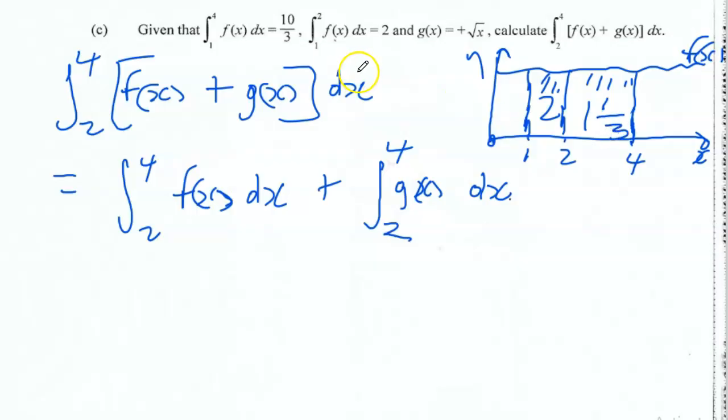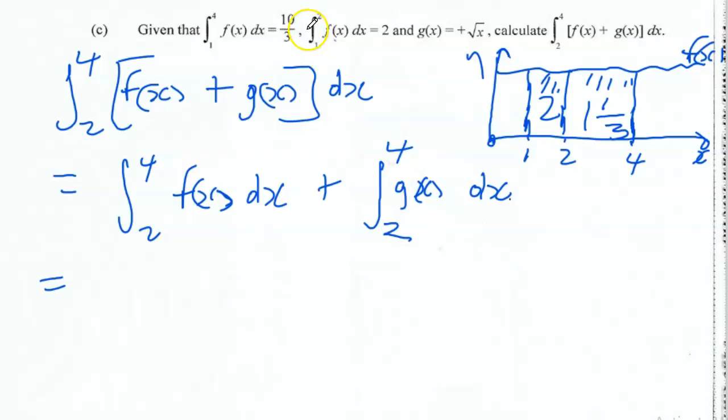The integral between 1 and 4, we're told, is 3 and 1/3, or 10 over 3. So if this section is 2, then this section would have to be 1 and 1/3. So the integral between 4 and 2 would have to be 1 and 1/3.